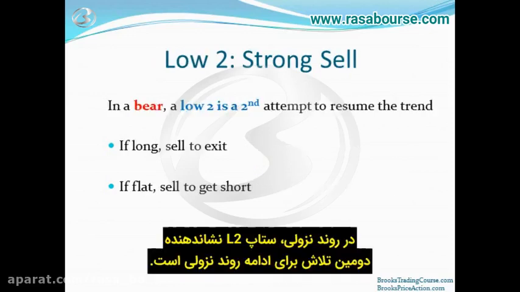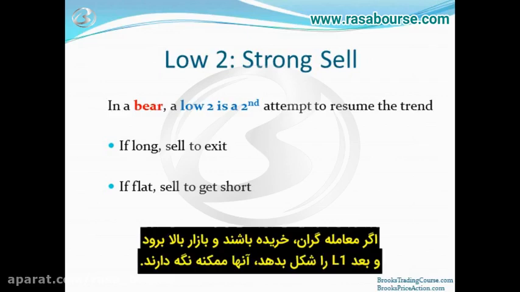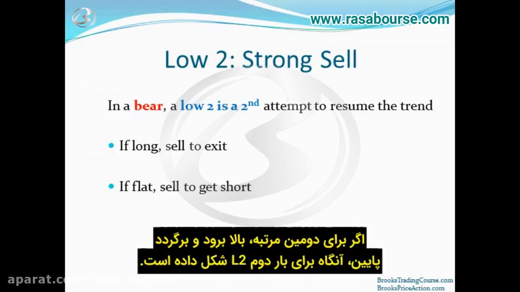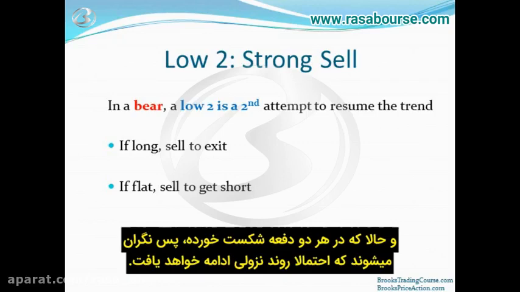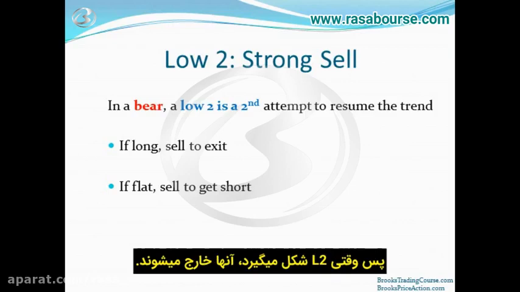In a bear trend, a low 2 is a second attempt to resume the bear trend. If a trader is bottom picking and is long, and the market goes up and then triggers a low 1, they might hold long. If it goes up again a second time and turns down a second time, triggering a low 2, most of those early bulls will exit. They would have given the market 2 different chances to go up, and if it failed both times, they would be concerned that the bear would be resuming, and they would exit when the low 2 triggered.